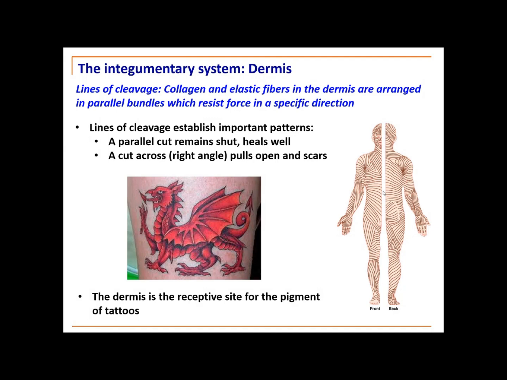And then we've got tattoos, and obviously being a Welsh boy, I put a nice little Welsh dragon in there. But where does this actually stain? Well, it's the dermis. It's the dermal layer that is the receptive site for the pigment of tattoos, just so that you know where they go in case you've got one and you're interested. I don't, by the way, that's not my arm or leg or whatever it is.